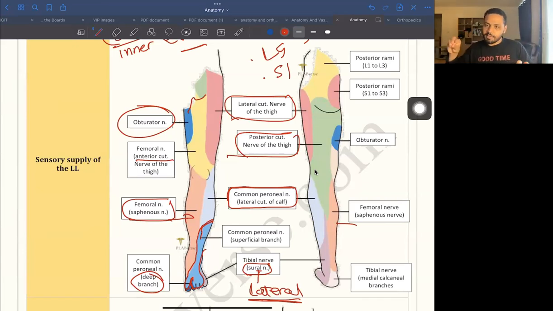The common peroneal nerve starts from the lateral side of the neck of the fibula and supplies the lateral side of the knee and the lateral side of the leg. Okay, not all of the lateral side, because when you go a little bit down the lateral side of the leg and onto the dorsum of the foot, that is the superficial branch of the common peroneal nerve, whereas the deep branch supplies the first web space between the big toe and the second toe. All right.